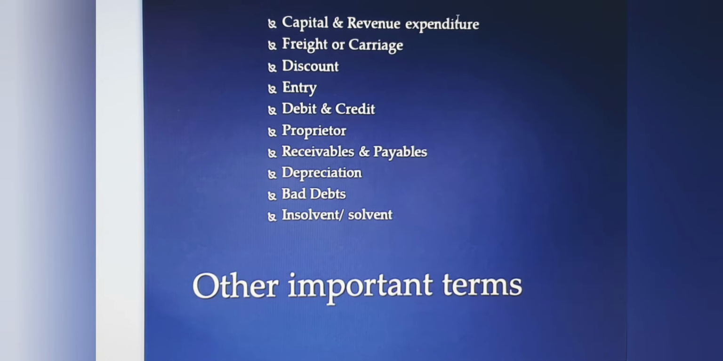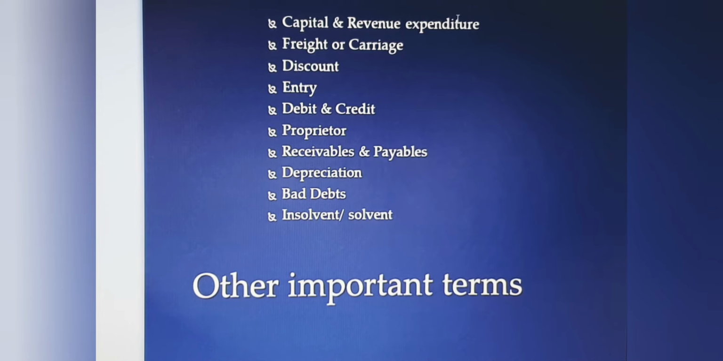Freight or carriage is the transportation cost paid on goods. Discount. Discount means the reduction in the amount that I have to pay for the goods. Of course, I can receive a discount, I can allow a discount, right? So when I purchase, if the creditor is allowing me a discount, meaning he is telling me to take a 100 item for 80, that's a good thing for me. I'm saving 20, that is discount received for me, it's good.